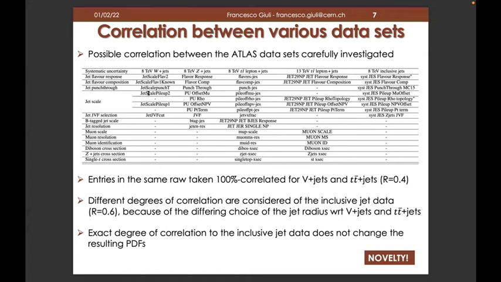How should you read this table? The entries in the same row are taken 100% correlated between the V plus jet data and the t-tbar data, because they are using the same size of the radius for the jet definition. We also investigated different degrees of correlation between these datasets and the inclusive jet dataset, because the jet radius they use is equal to 0.6, which is different from the one used for the V plus jet data. We performed these studies, and I can tell you that the exact degree of correlation between the inclusive jet data and the other datasets does not change the resulting PDF that much. The really important thing is the correlation between the V plus jet and the t-tbar data from ATLAS.